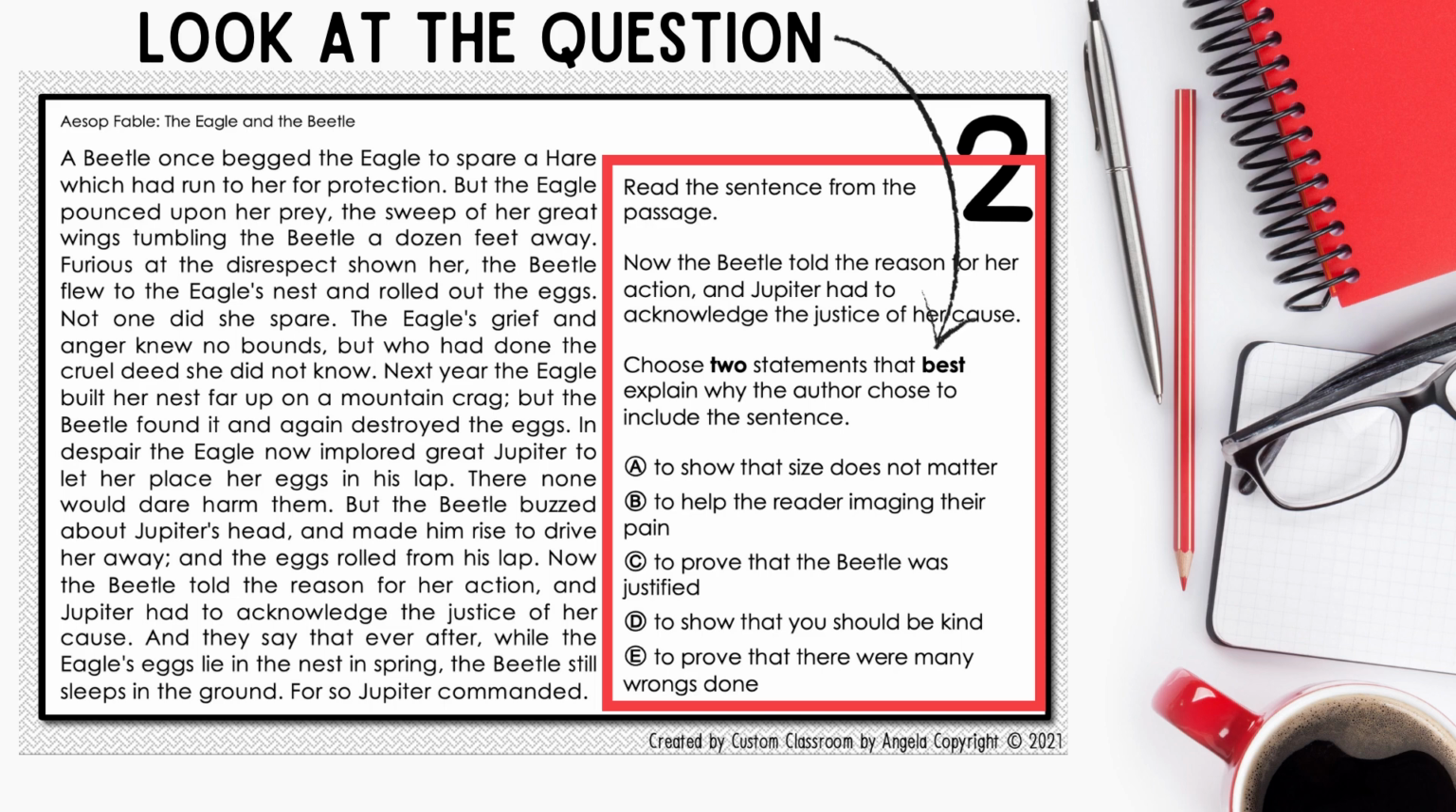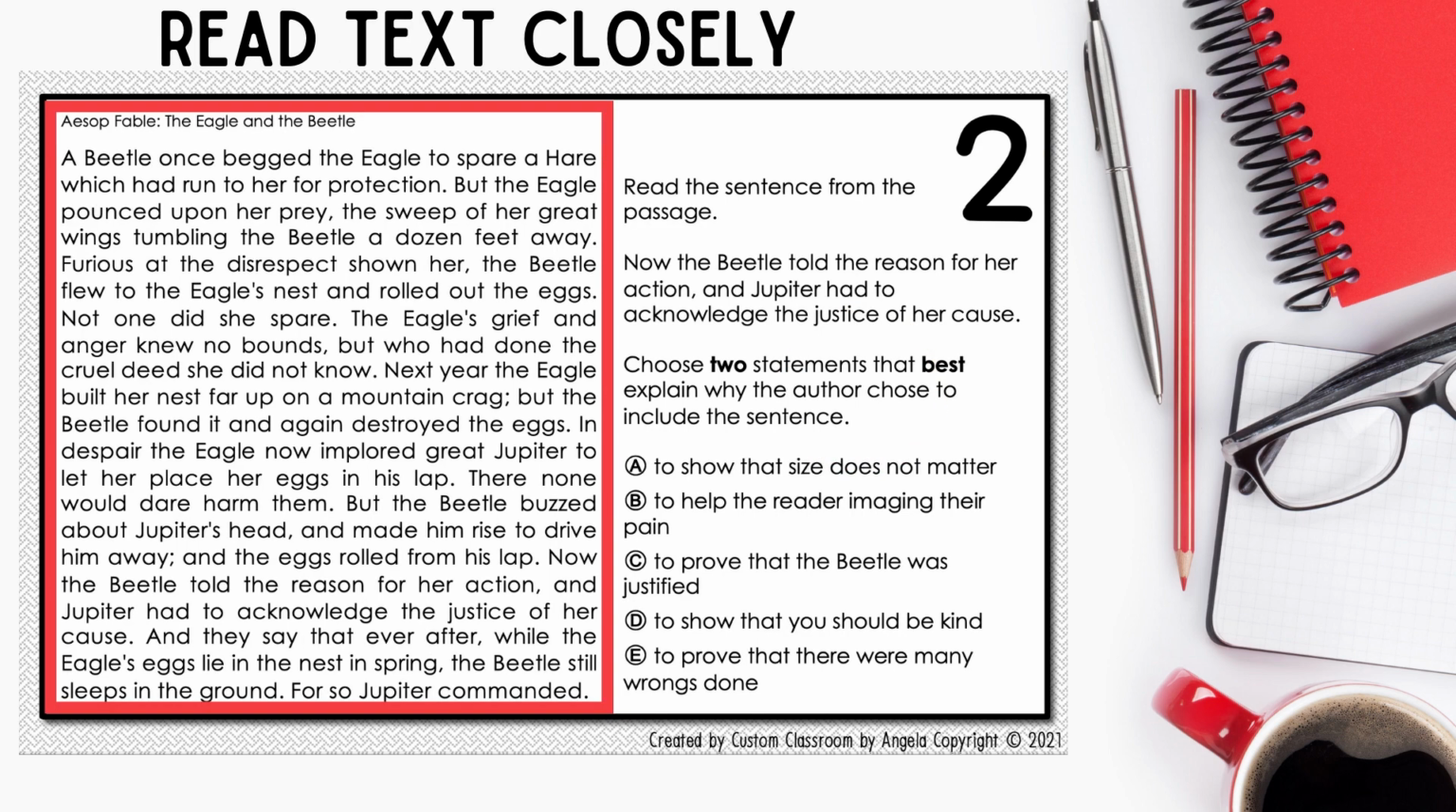Read the sentence from the passage. Now the beetle told the reason for her action, and Jupiter had to acknowledge the justice of her cause. Choose 2 statements that best explain why the author chose to include the sentence. So now we know we need to think about why the author chose to include this sentence, that the beetle was justified in her cause.